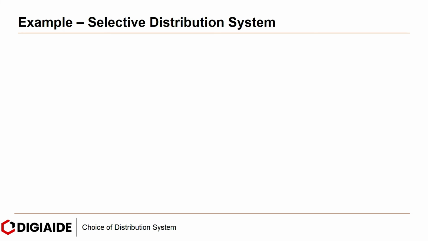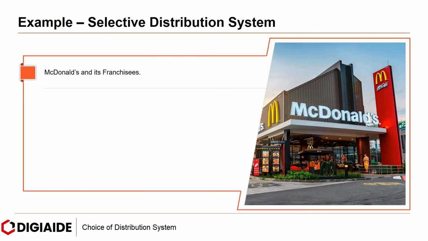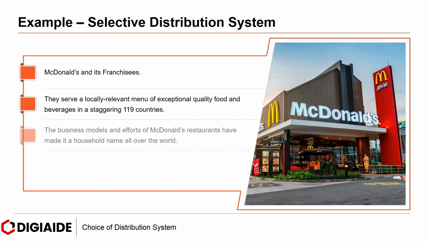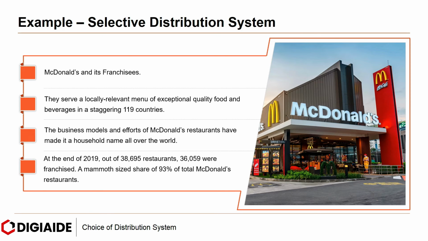The example in this case is McDonald's and its franchisees. They serve a locally relevant menu of exceptionally good quality food and beverages in a staggering 119 countries. The business model and efforts of McDonald's restaurants have made it a household name all over the world. At the end of 2019, out of roughly 38,700 restaurants, roughly 36,000 were franchised, which is a share of 93% of total McDonald's restaurants.